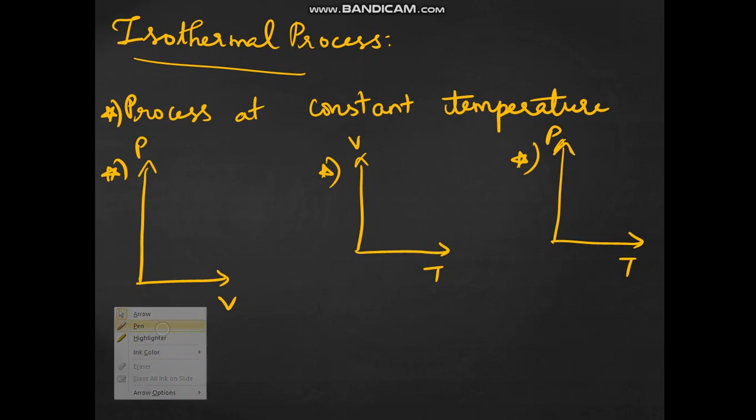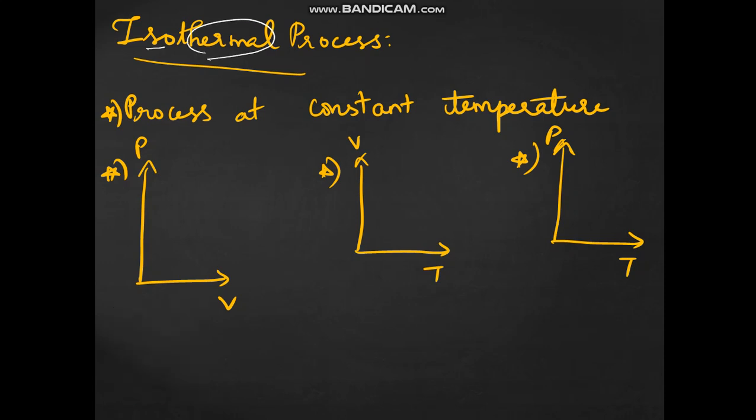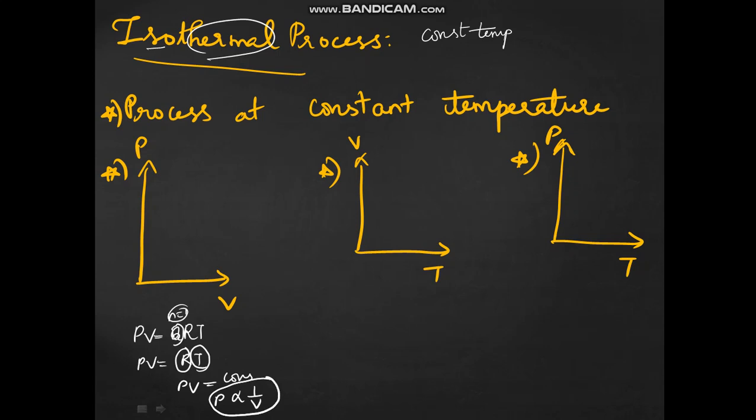Now let us see the isothermal process. Thermal means temperature, iso means same. So the process which occurs at constant temperature is known as the isothermal process. Now let us draw the graphs for the isothermal process. We know that PV is equal to nRT. Suppose n is equal to 1, then PV is equal to RT. R is a constant. Here in the isothermal process, temperature is also constant. So PV is a constant. So P is inversely proportional to V. So the graph is a rectangular hyperbola.